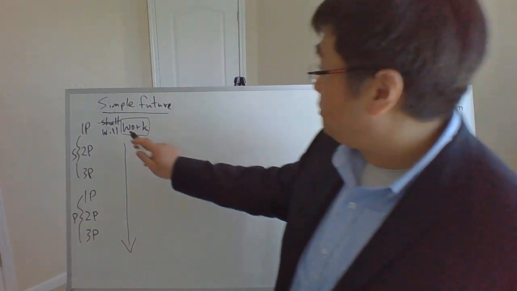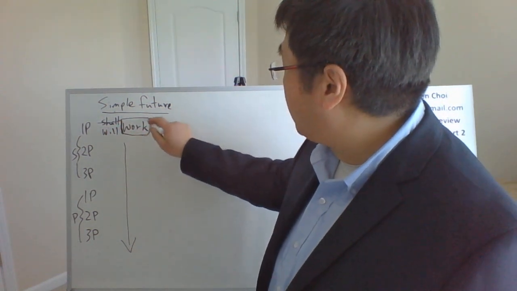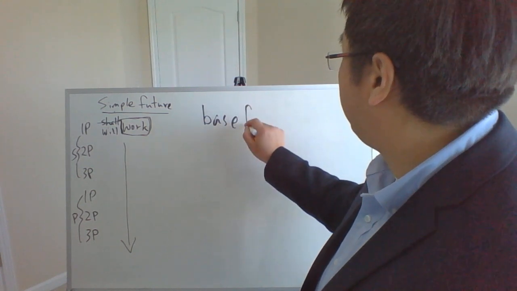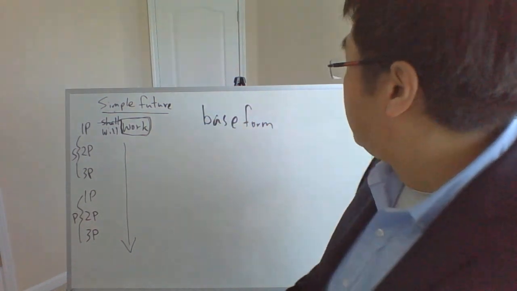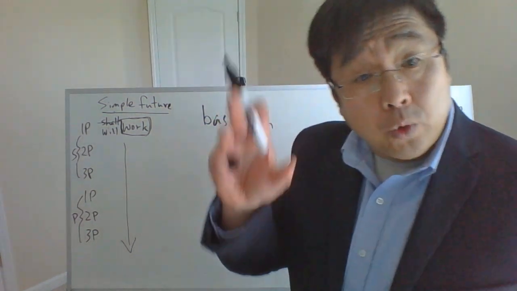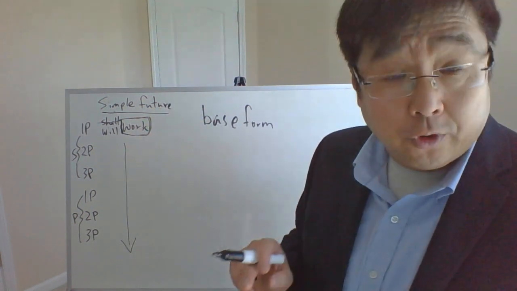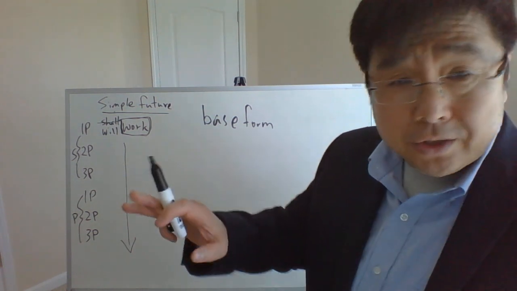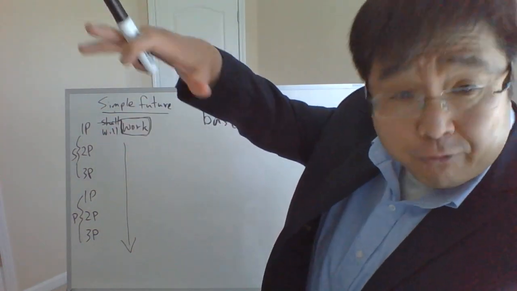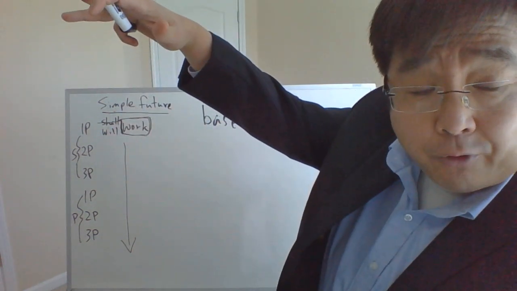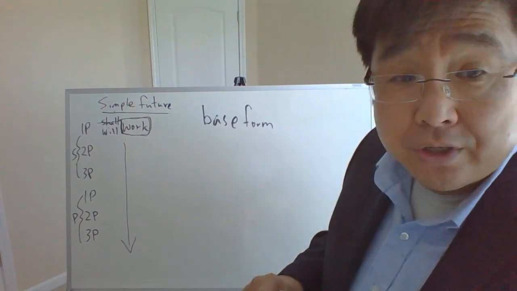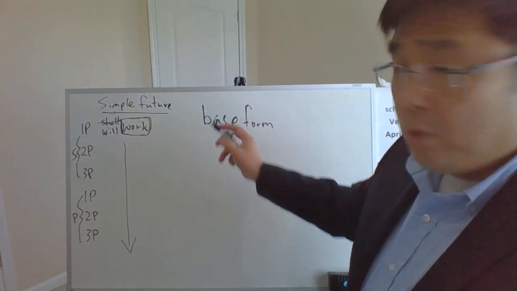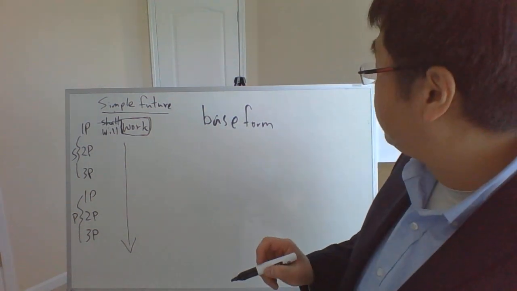Now, this is what we call the base form. So in future, you just put will plus base form or shall plus base form. That's it. There is no whole list of future forms in English language. So that's another great news, right? So what is the base form?